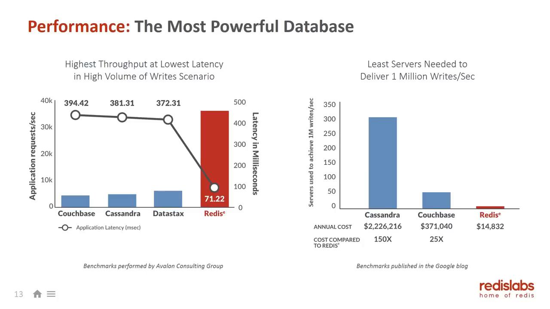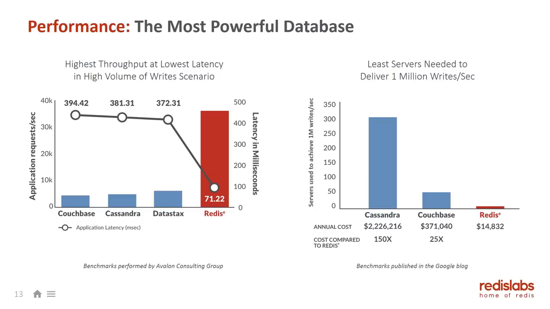The chart that you see on the right side is a very interesting story. Google performed this benchmark a few years ago. What they wanted to show was that you could do 1 million writes per second on Google Cloud Platform using a standard database. In this case, they used Cassandra as the database. And in their article, they showed that you could deliver 1 million write ops per second by using 300 servers for Cassandra.